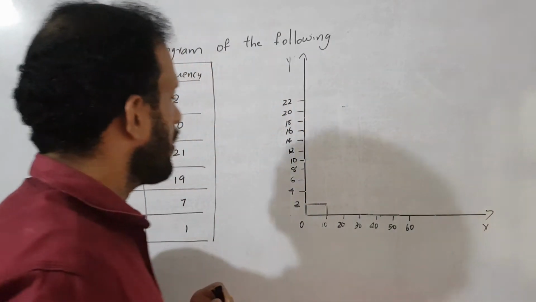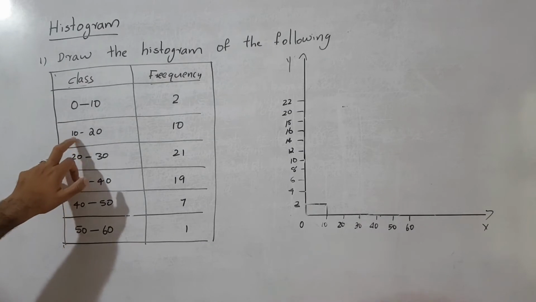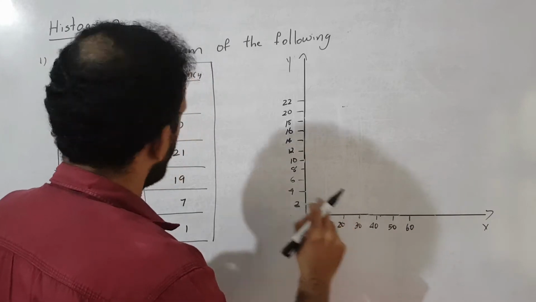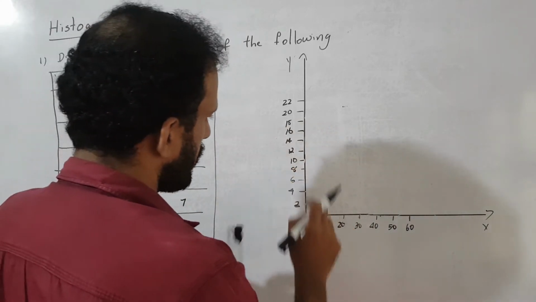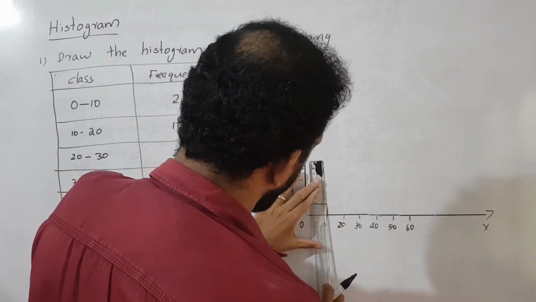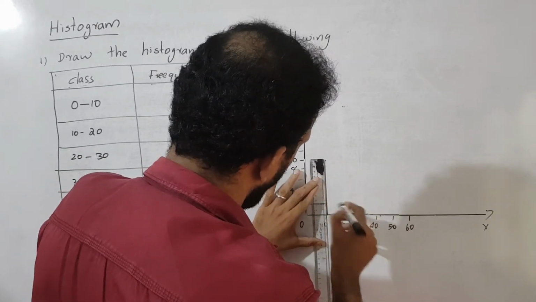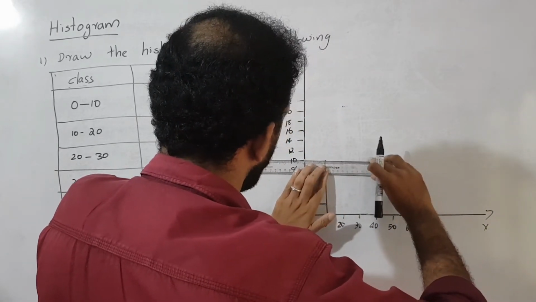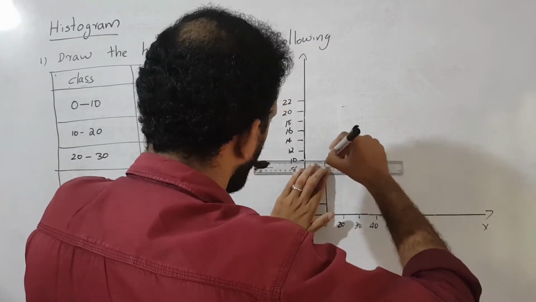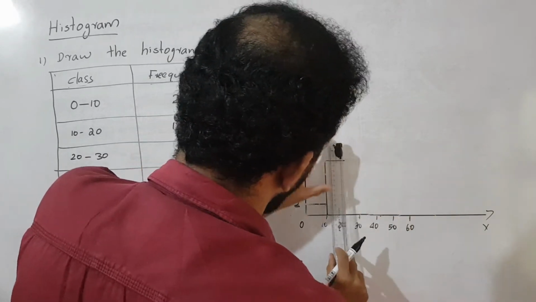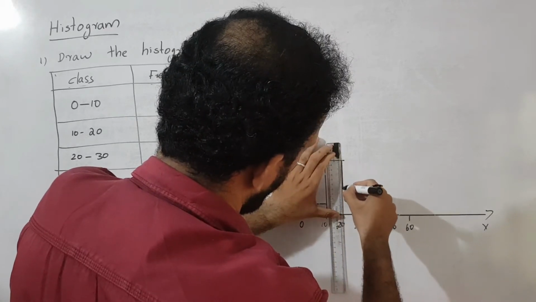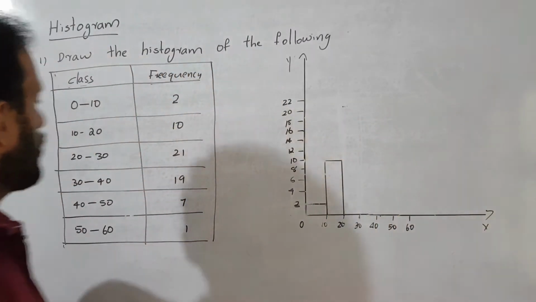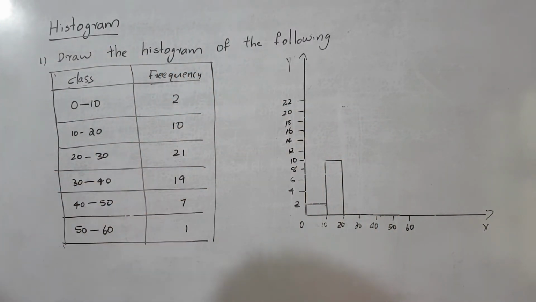Clear? The next class starts from 10 and ends at 20. Okay, so where do we start? We start from 10 and end at 20. The frequency is 10. So the 10 is here. Then we just write. Okay, we draw the graph, and from 10 is the frequency, and end it at 20. Okay, 20. Then the next, 20 to 30, the frequency is 21.